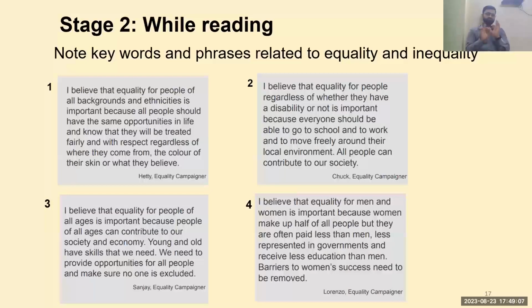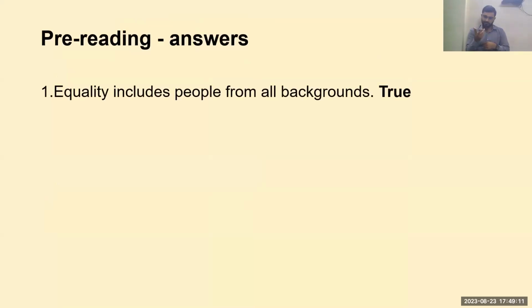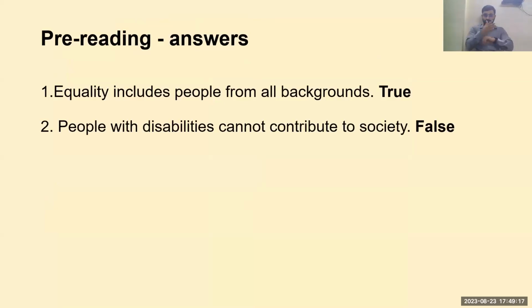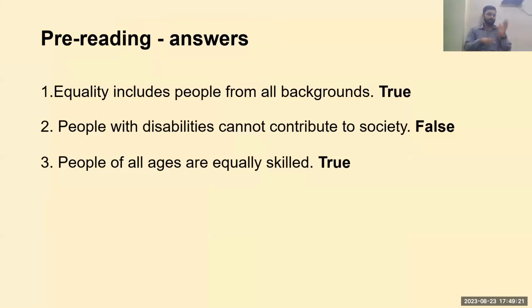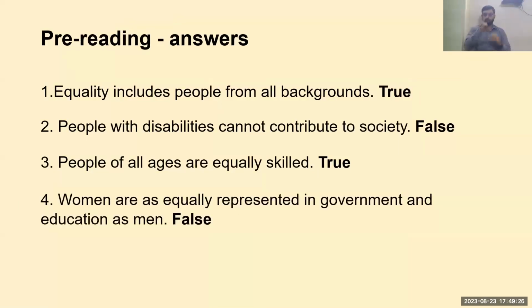Excellent. So now let's check your statements, whether they were true or false. Equality includes people from all backgrounds. Of course, it's true. People with disabilities cannot contribute to society. Definitely false. People of all ages are equally skilled. True. And women are as equally represented in government and education as men. That is false. I'm pretty sure all of you had the right predictions.